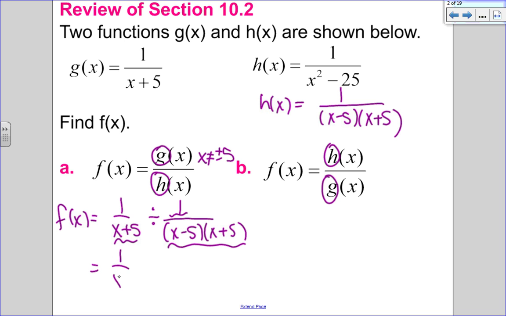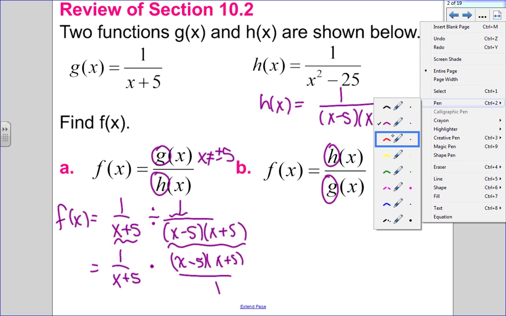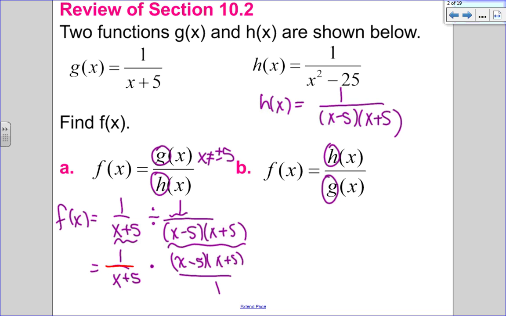So I'm going to keep my first fraction the same, change the division to multiplication, and then multiply by the reciprocal of the second fraction. Now, as soon as I've done that with multiplication, remember I can make that into one big fraction. Multiplying the numerators and denominators together, I see I have a common factor of x plus 5.